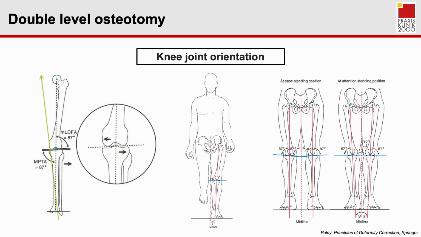The standing alignment changes depending on the distance of the feet. If the feet are apart as wide as the pelvis, the joint line is inclined by 3 degrees relative to the ground. With the feet together, the joint line is parallel to the ground again. An osteotomy can consequently create an oblique joint line by altering this physiological knee joint orientation.